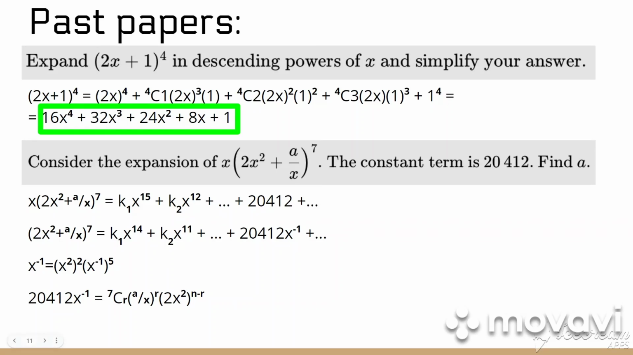So to get x to the power of minus 1, we need to multiply x squared to the power 2 to the x to the power of minus 1 to the power of 5, and so we have 2 and 5. 2 plus 5 is 7, and 7 is outside of brackets, so we need to multiply 2x squared 2 times and a divided by x 5 times to get the x minus 1 with a coefficient of 20,412.